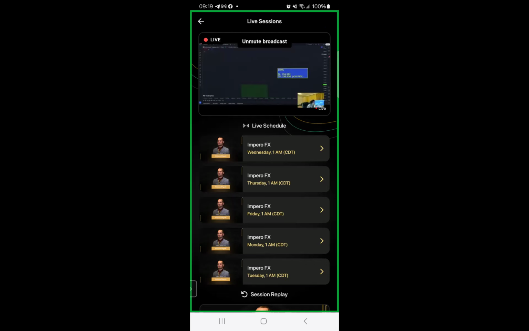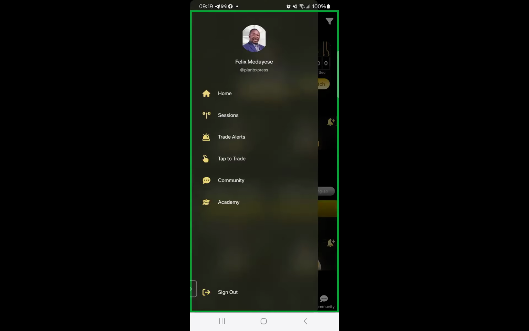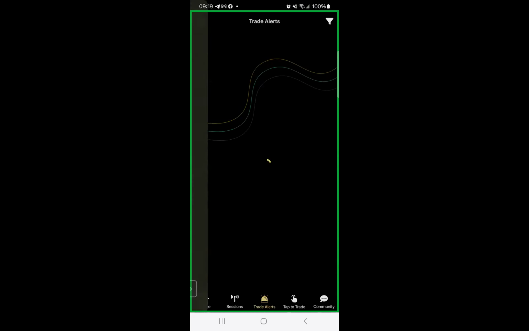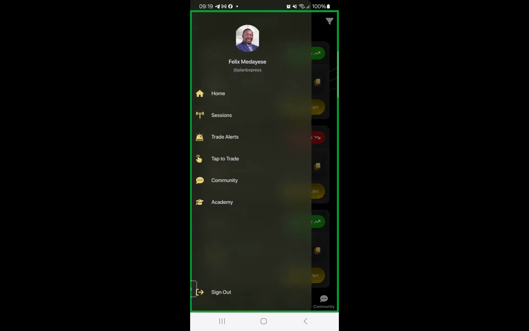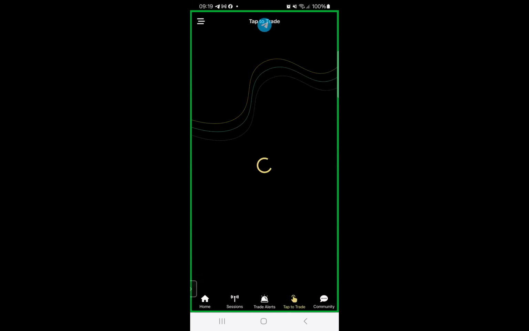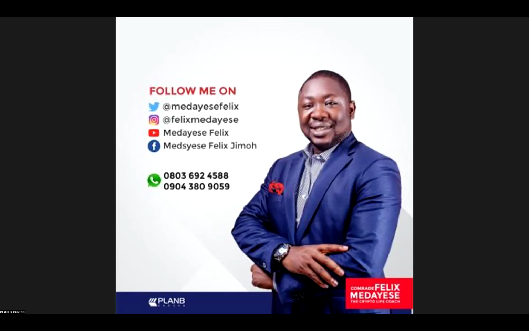All right. So now let's go. You have those options I've mentioned, the live trade alert. Look at the trade alert. All right. This guy sent this how many hours ago? 1 hour ago. This one they say expired, maybe after they have taken the trade and all the like. And then tap to trade. You just tap and it will go straight to your broker. You don't even need to open your MT4 or MT5. You just go there and trade.